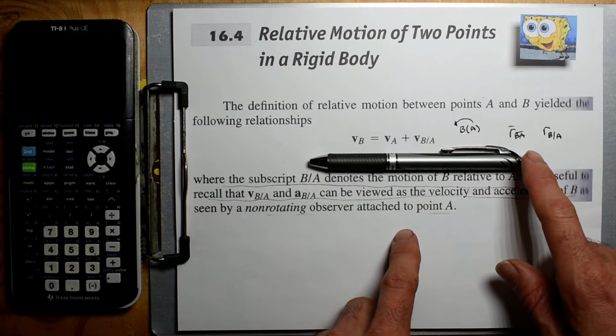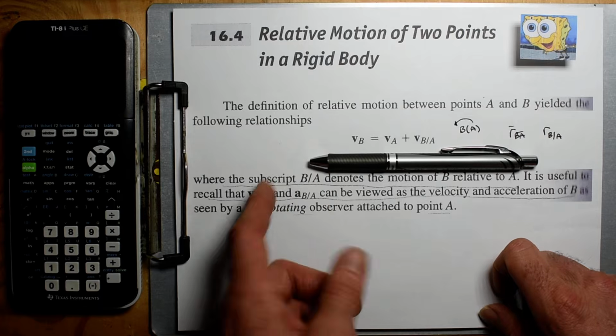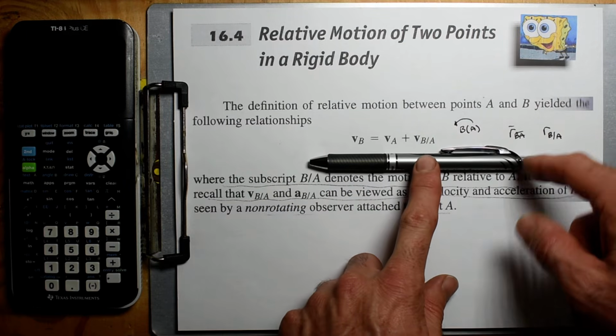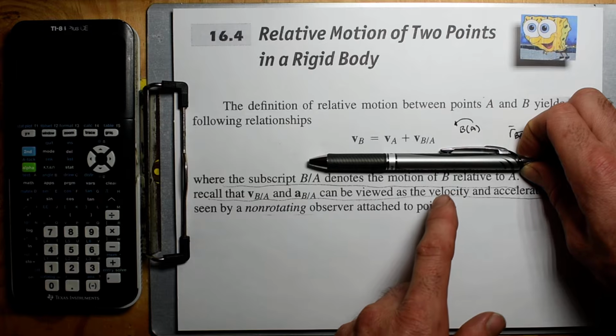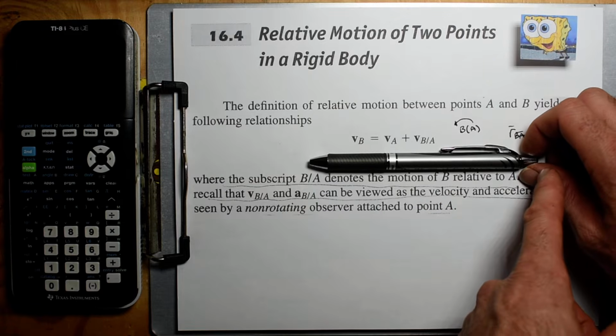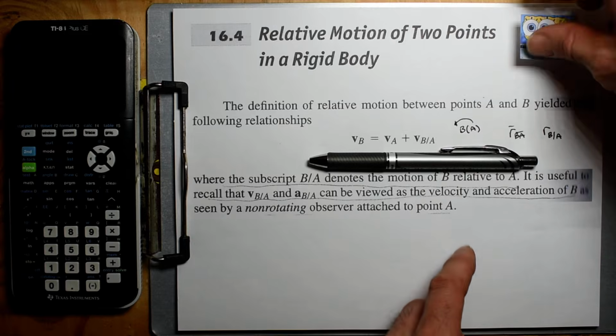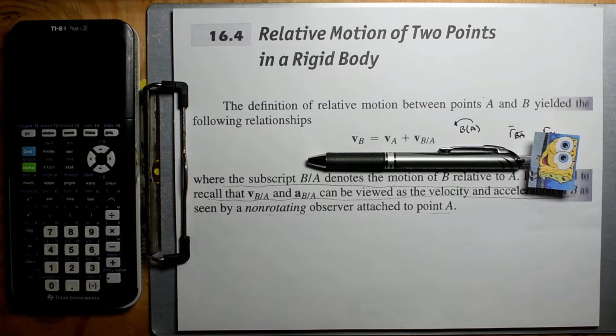The velocity of point B over here, we're just interested in that one, is going to be the velocity of point A, which we know. I know what point A is doing. And then also it's going to be the velocity of point B as seen from point A. So that's where we're going to bring SpongeBob in.